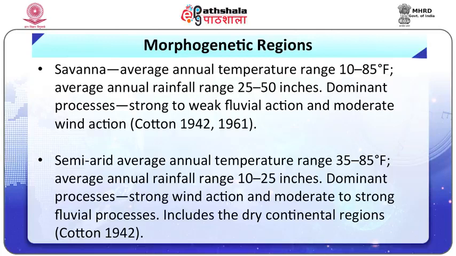Eighth, semi-arid. Average annual temperature range between 35 and 85 degrees Fahrenheit. Average annual rainfall range between 10 to 25 inches. Dominant processes include strong wind action and moderate to strong fluvial processes. Includes the dry continental regions.